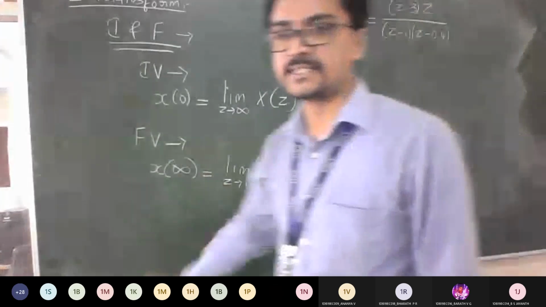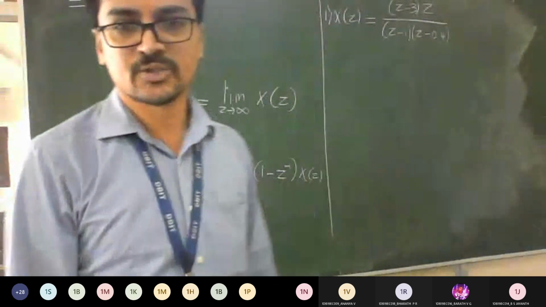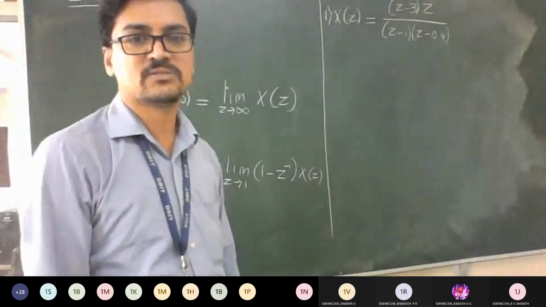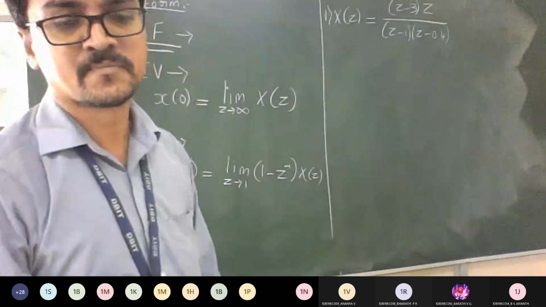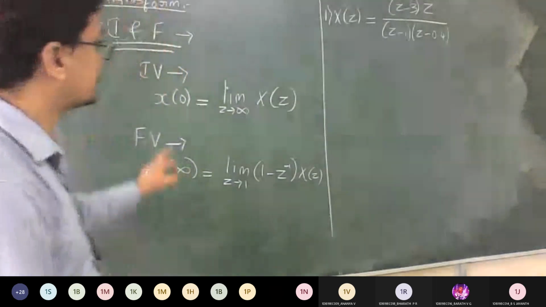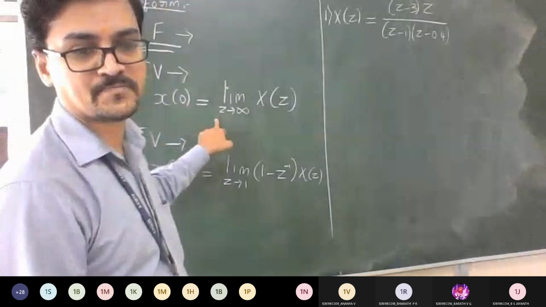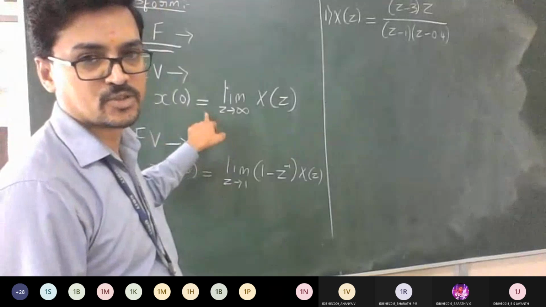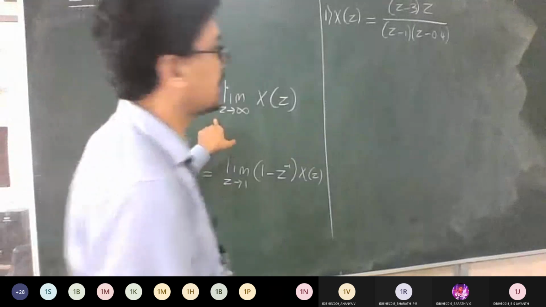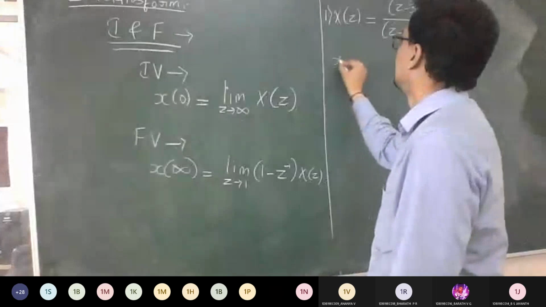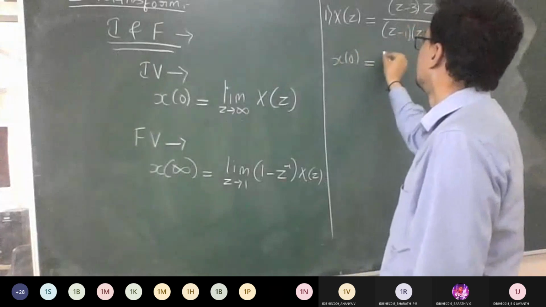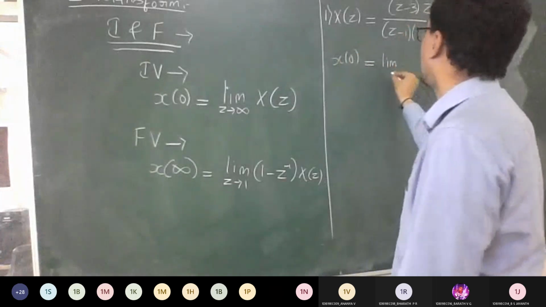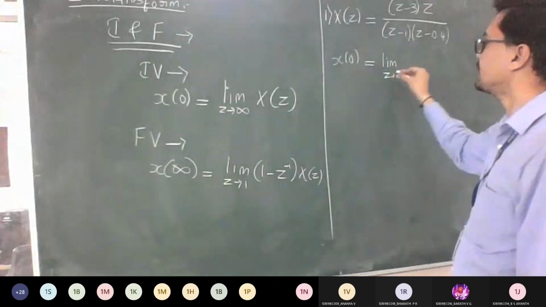So if X(z) is given like this, and they ask you to obtain the initial value theorem and the final value theorem, what do you need to do? You just recollect the formulas I told you. This is the formula for the initial value theorem, right? So write that formula, then implement the logic. You need to apply the limit as z tends to infinity for X(z).